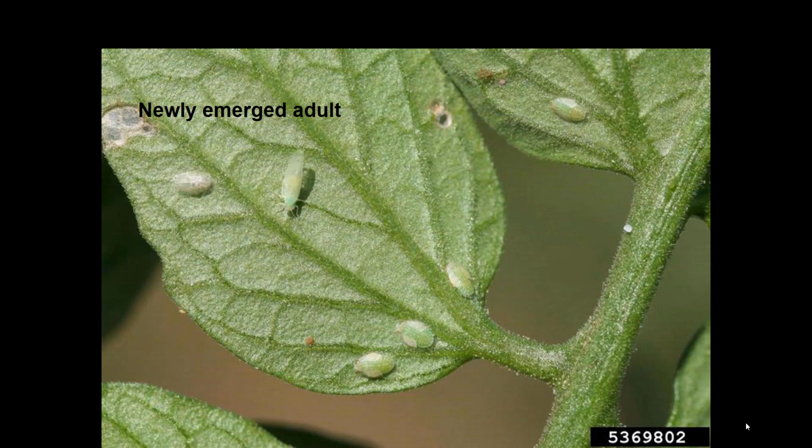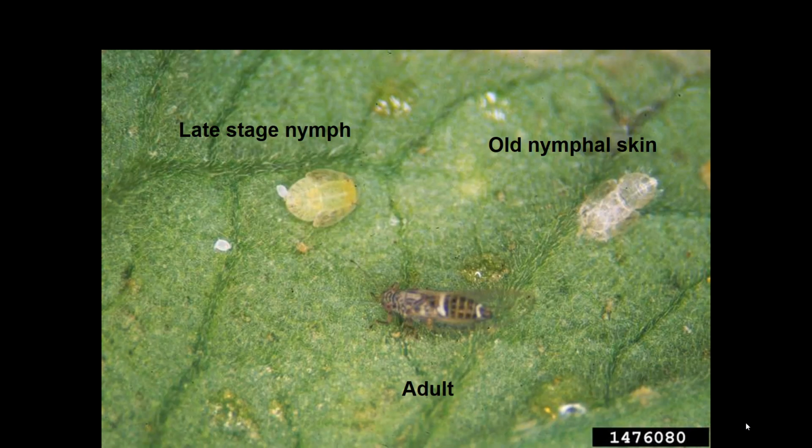And if it's an adult that's emerging from that, the adult will initially be green. So in the left part of this picture, under where it says newly emerged adult, you can see the old skin to the left, and then the newly emerged adult that's green. It will take them a few days before they're fully patterned after they've emerged from that last nymphal skin. So here is a couple of stages again: the adult, the old nymphal skin, and a late stage nymph.